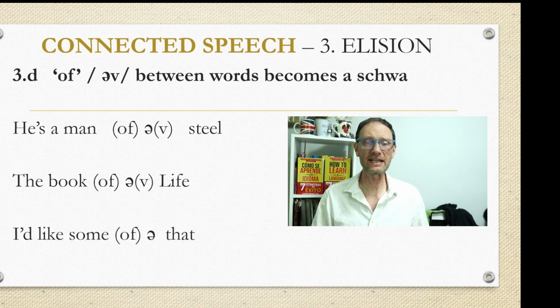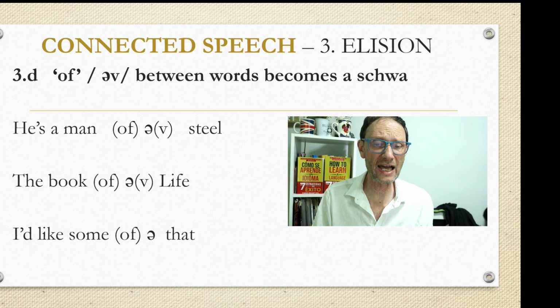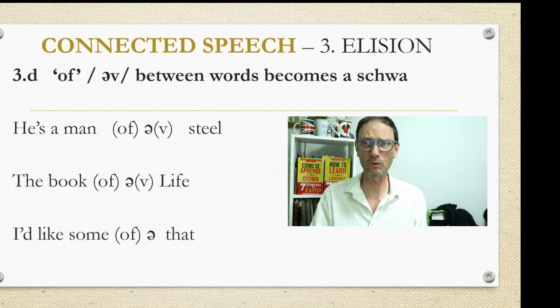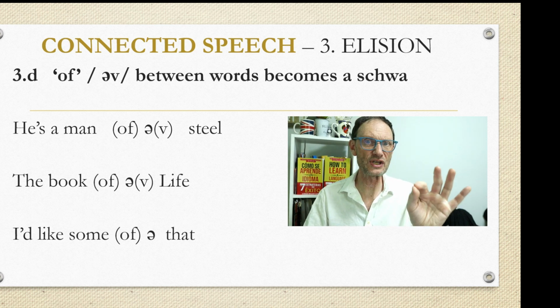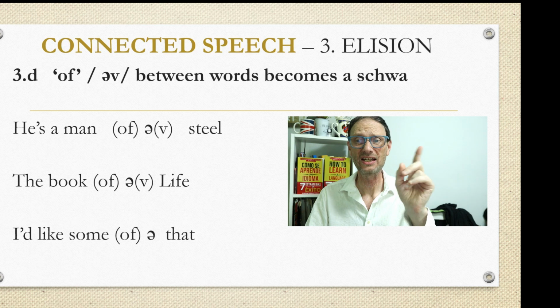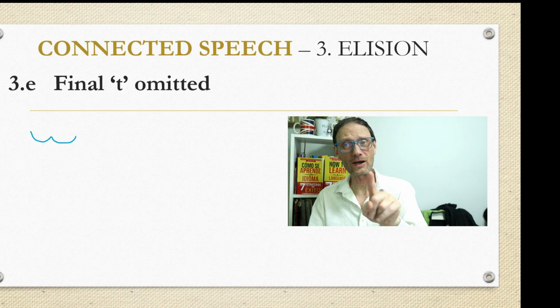Another one is, I'd like some of that, or some of that. What, that cake? Yeah, I'd like some of that. We are becoming more and more natural now with our sentences. So that's elision. The next one is the final T is omitted.